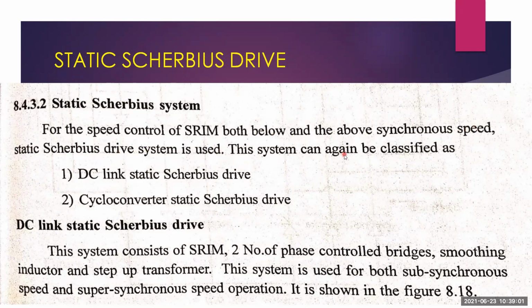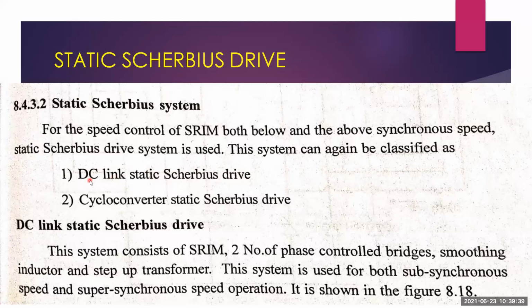This system can again be classified into two types. The static Scherbius drive system can be classified into two types: the DC link static Scherbius drive and the cycloconverter static Scherbius drive. These are the two concepts to control the slip ring induction motor. By using these two concepts, you can control the speed of the slip ring induction motor.